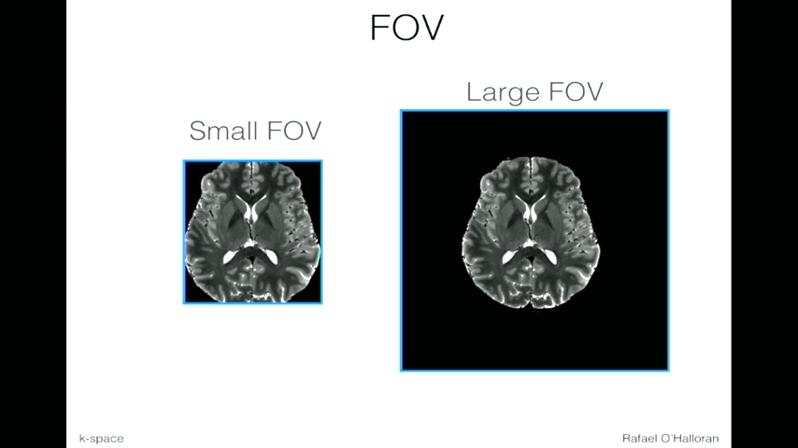Okay, what about field of view? That's pretty intuitive. The big field of view is a larger area over which you're imaging. Small field of view is a small area over which you're imaging. Obviously, this example is kind of a waste. I mean, you would never prescribe a ridiculously large field of view like this, but for the sake of argument.